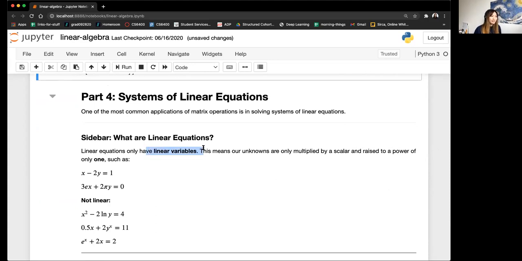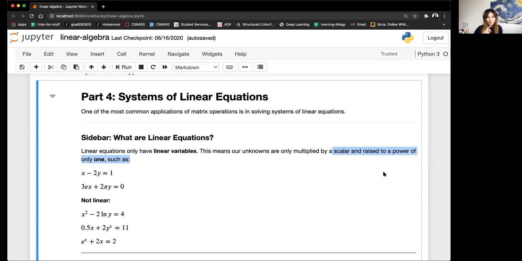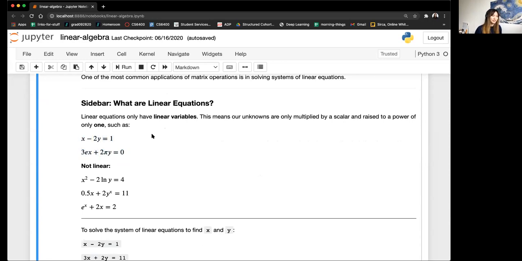Linear equations only have linear variables. That means all of our unknowns, all of these letters, are only multiplied by a scalar and raised to a power of 1. So there's no squared, no cubed, no, I don't know, to the power of 1/3, for example. So these are both linear equations. Our unknowns here are x and y. In this case, this is definitely linear because x is not raised to a specific power, and it's also only multiplied by scalars. Here, there's a 2, here it is multiplied by 1.